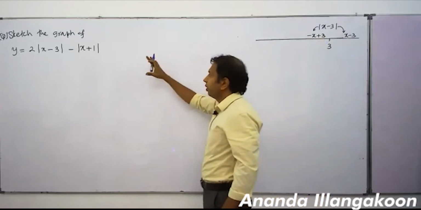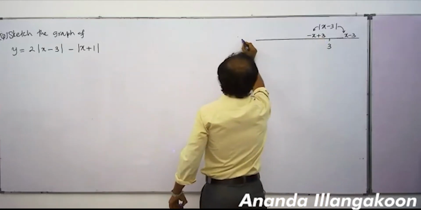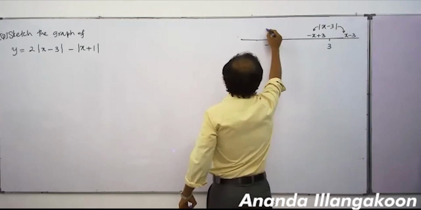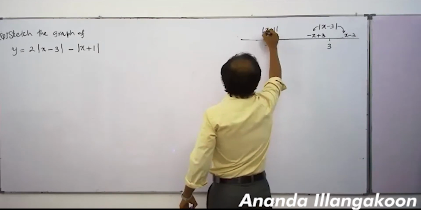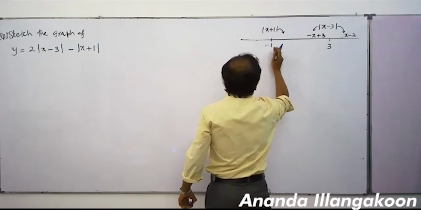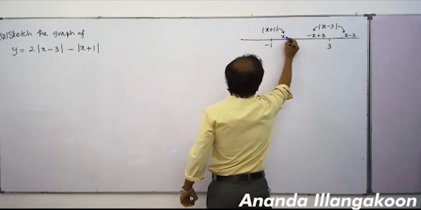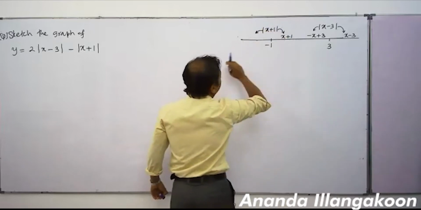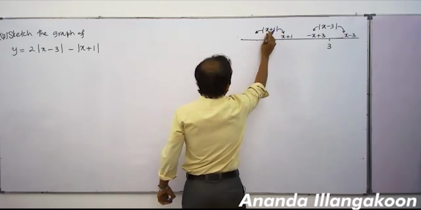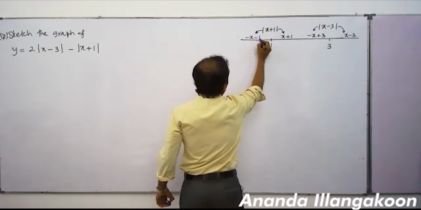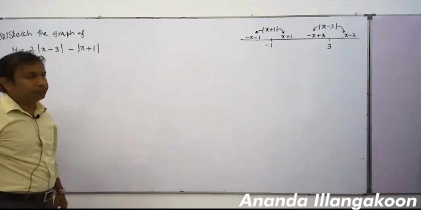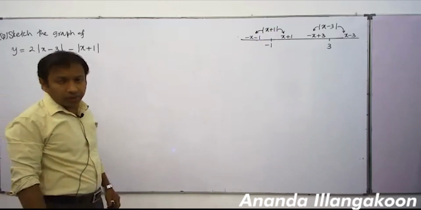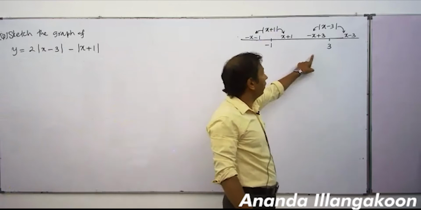Secondly, we define |x + 1|. It changes at -1. On the right of -1, |x + 1| is x + 1. On the left of -1, |x + 1|, we can obtain by multiplying by a minus sign, -x - 1. First, we have to define those two modulus expressions.